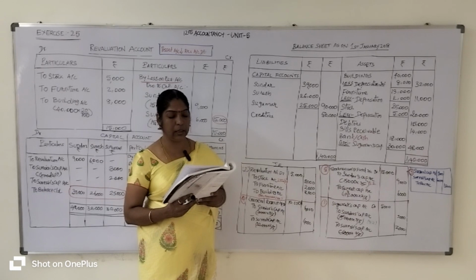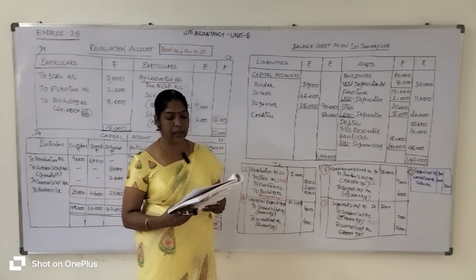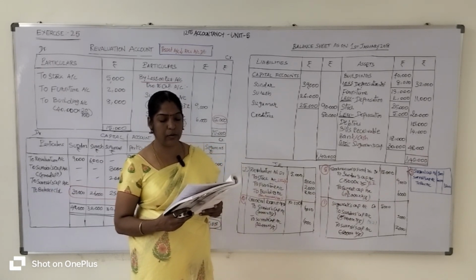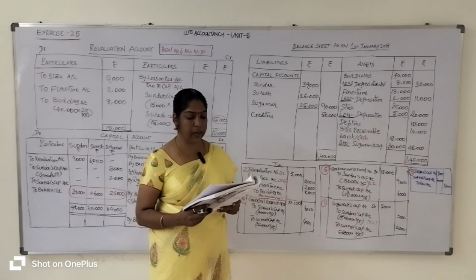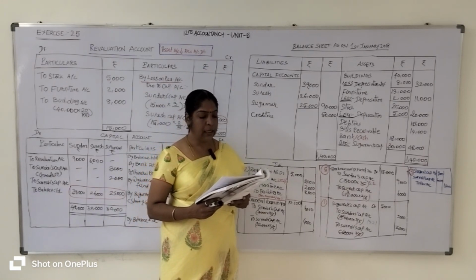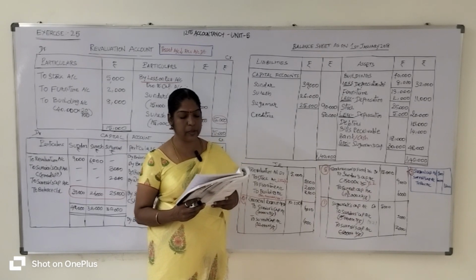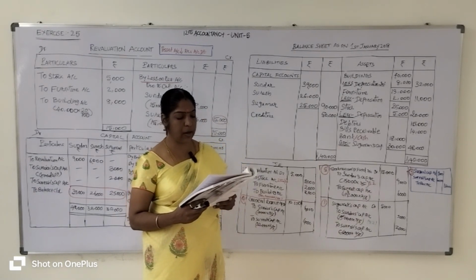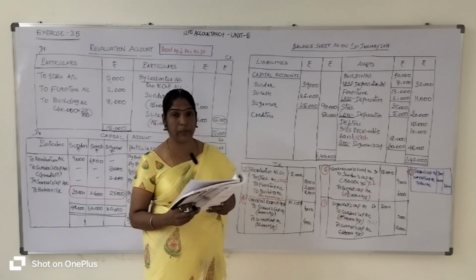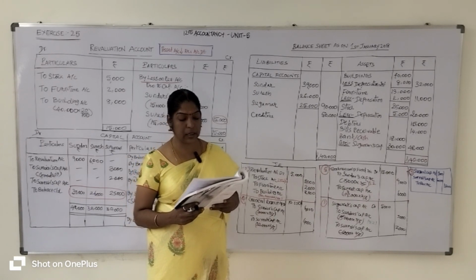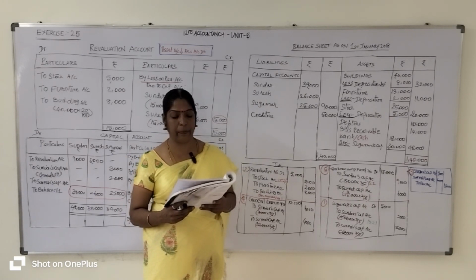Sukumar has to bring in 30,000 rupees as capital. His share of goodwill is valued at 5,000 rupees. He could not bring cash towards goodwill. The stock is to be valued at 20,000 rupees, the furniture is to be depreciated by 2,000 rupees, and the value of building is to be depreciated by 20%. Prepare necessary ledger accounts and the balance sheet after admission.